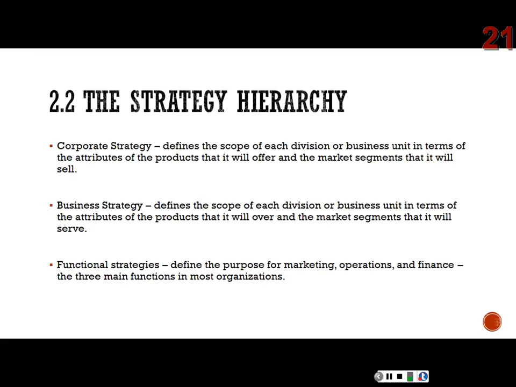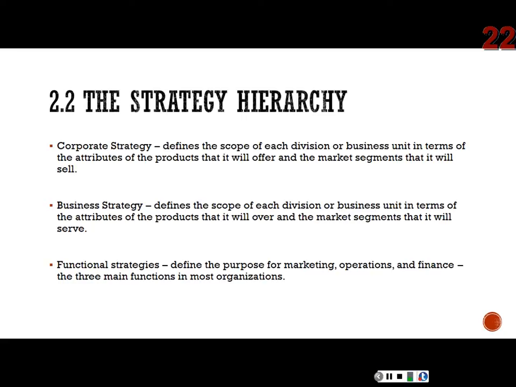So business strategy defines the scope of each division or business unit. I've just given you the four we were talking about with Pella: Custom, Architect Series, Pro Line, and Vinyl. They have others, but those are four basic ones. Their functional strategies then define the purpose for marketing, operations, and finance within those business strategies. Those are the three main functions in most organizations. Functionally, marketing identifies and targets the customers that the business unit wants to serve, the products it must supply to meet customer needs, and the competition it will face in the marketplace.